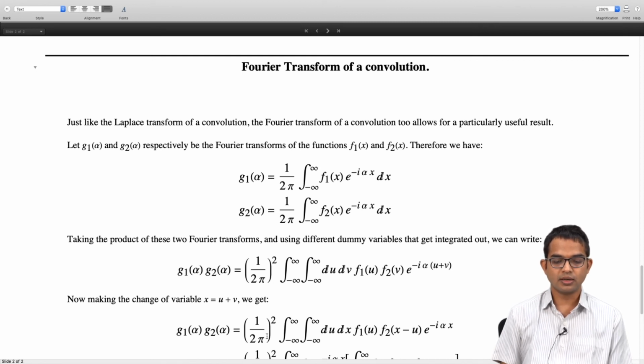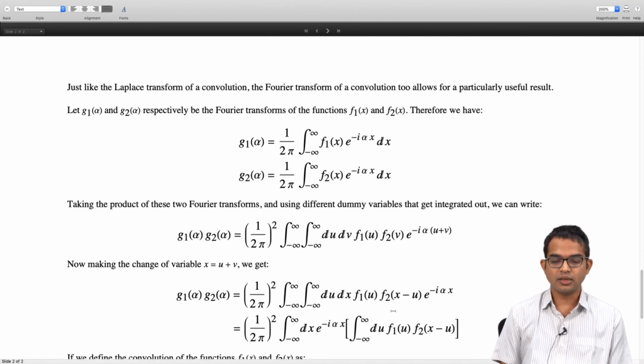So we have 1 over 2 pi the whole square, integral minus infinity to plus infinity, integral minus infinity to plus infinity du dx f1 of u, and in place of f2 of v we put f2 of x minus u, and we have e to the minus i alpha x. So then we see that in fact we can write this as 1 over 2 pi the whole square integral minus infinity to plus infinity dx e to the minus i alpha x. We can pull out this factor, and then we have this integral minus infinity to plus infinity du f1 of u times f2 of x minus u.